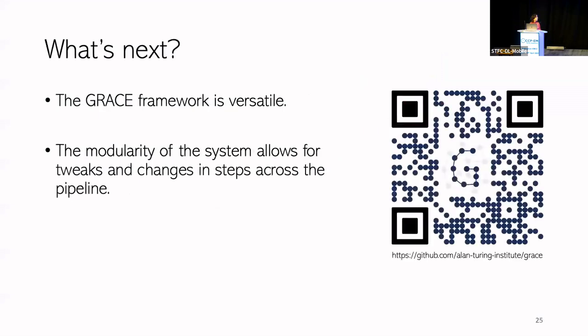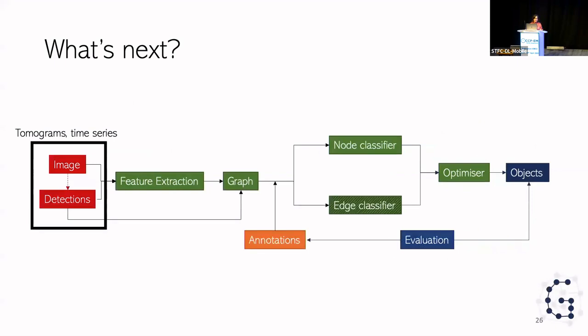So what's next? We made the repo public. So if you want to have a look, have a browse around, this is the GitHub for it. And the idea is that we made it very versatile and that we can play around. So the first point is that we can change the images and the detections that you have, because as I said, we just want the data that already exists. So we can consider tomograms, we can consider time series, anything that we can then build into a graph.